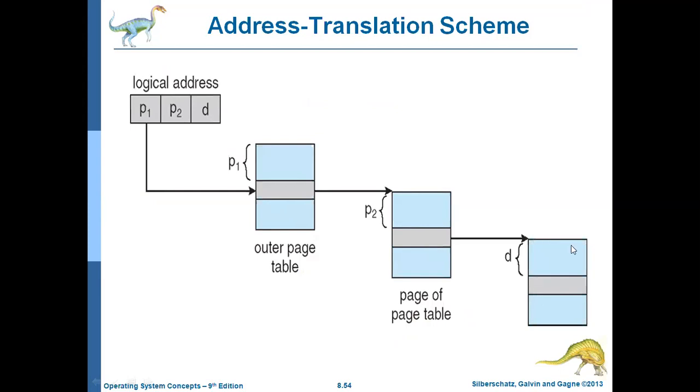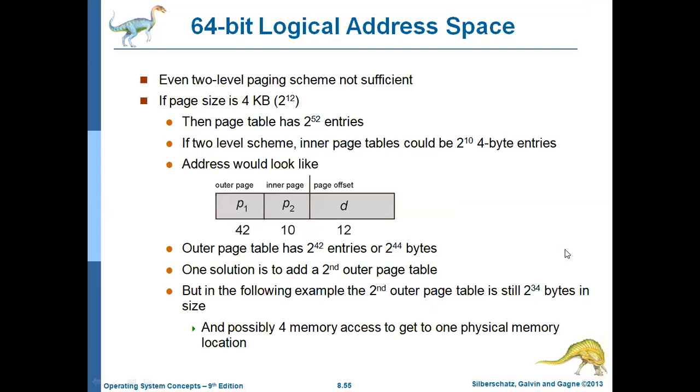The size of the respective page. This is the address translation scheme, or as you can call it, ATS also. Okay, next one is 64-bit. The same example for 64-bit. When it comes across with a 64-bit division, the outer page will be 42 bits, your inner page will be 10, and your page offset will remain as it is, 12.